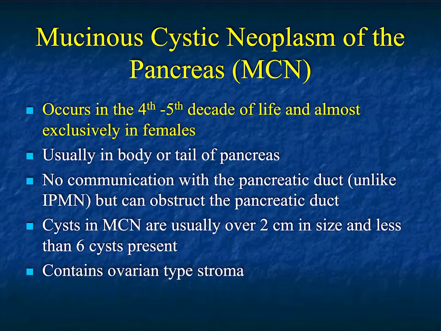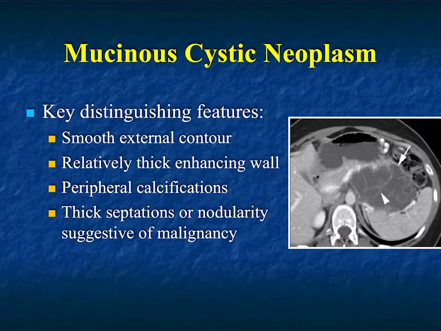I did see a recent article that made the point that perhaps MCNs under 2 centimeters you can follow, but that is not the standard of care. Here's a good example. Septated lesion, smooth borders, enhancing wall, faint calcifications, and thickened septations, okay?